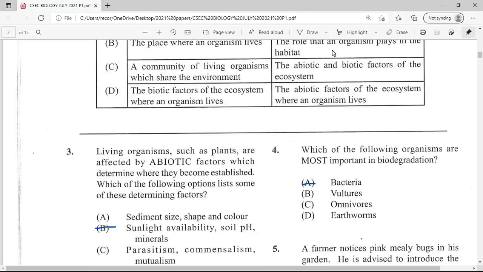We're looking at the July 2021 biology paper number 1. Living organisms such as plants are affected by abiotic factors, which determine where they become established. Which of the following options lists some of these determining factors? Now, organisms' dispersal is always going to be influenced by biotic, which is the living component of the environment, and abiotic, which is, of course, the physical component of the environment. It is not so fair to say the non-living component.